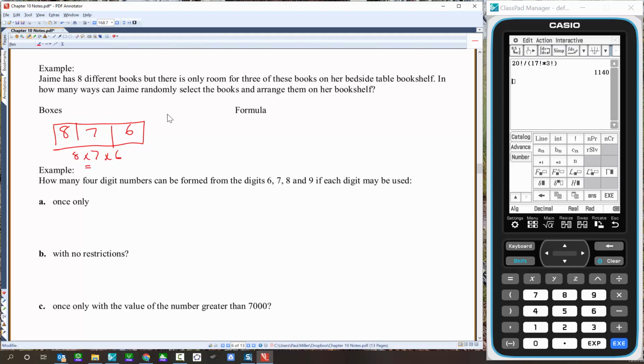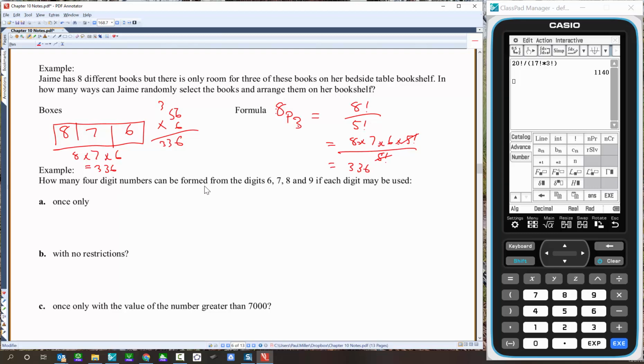7 8s are 56. 56 times 6, 6 times 6 is 36, 5 times 6 is 30, 336. I can use the formula. So we're going to say that 8P3, select 3, equals 8 factorial over 3 removed from 8 is 5 factorial, which is 8 times 7 times 6 times 5 factorial over 5 factorial. They cancel out. That's 336 when you multiply those out.